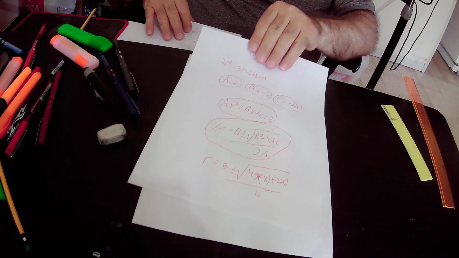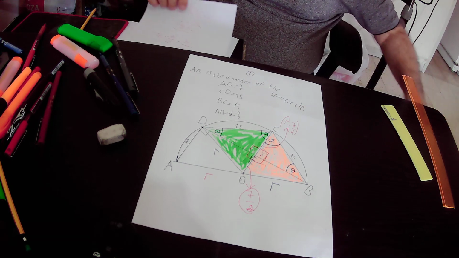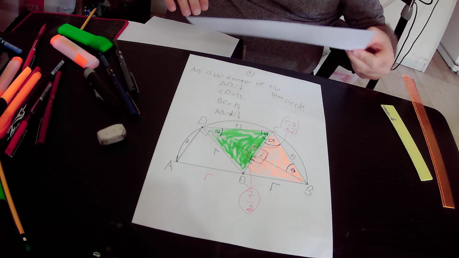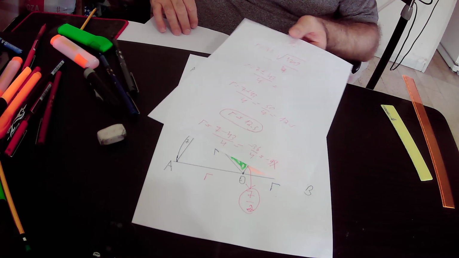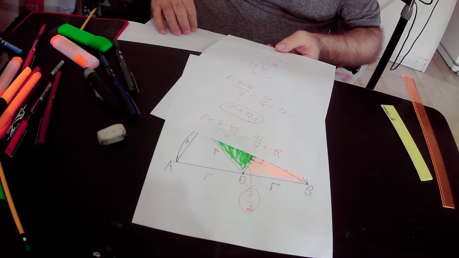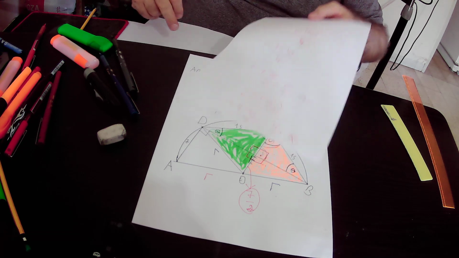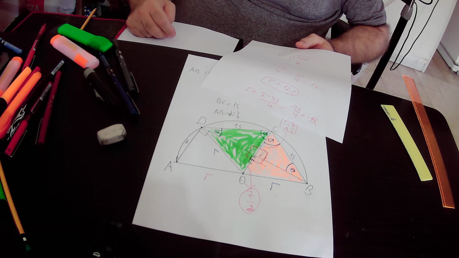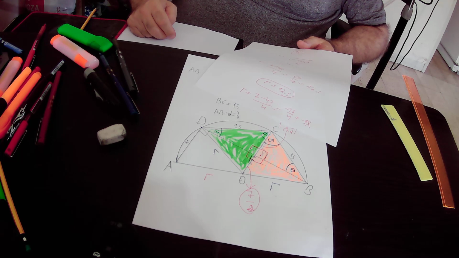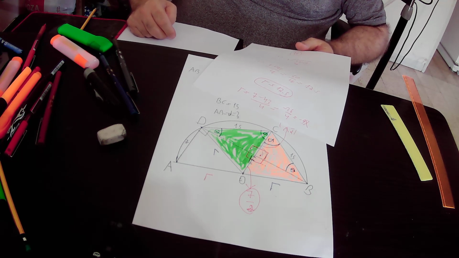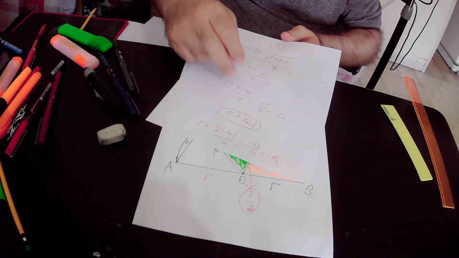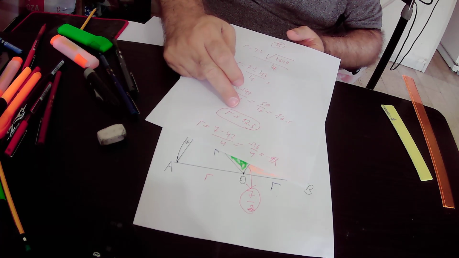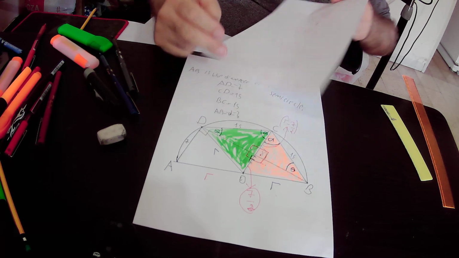After we put the data in, we found that the radius of the circle equals 12.5 units. We also have the other solution, that the radius equals minus 9, but it's impossible because the radius of the circle must be a positive number. So this answer is incorrect, and we are left only with the answer that the radius of the circle is 12.5 units.